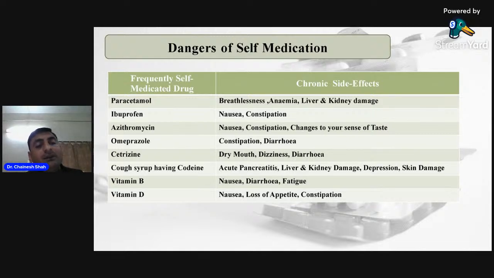Now talking about vitamins, particularly vitamin B and D. We believe that vitamins B and D are endogenous, right? In that case, the body will recognize vitamin B and D as an endogenous material even when we give it exogenously. But understand, even these vitamins have chronic side effects like nausea, diarrhea, fatigue, loss of appetite, constipation, and all this.